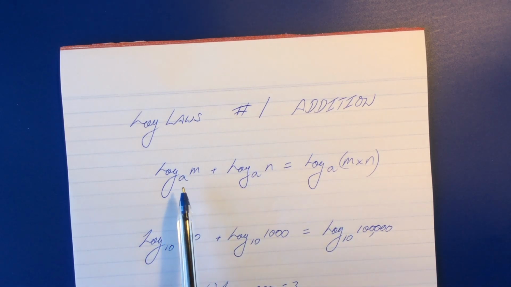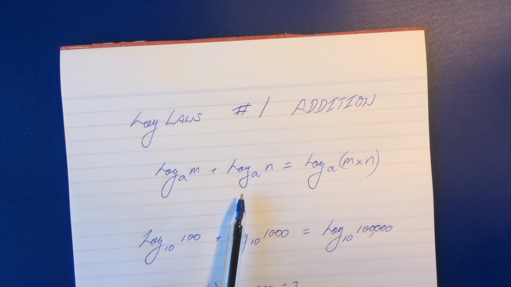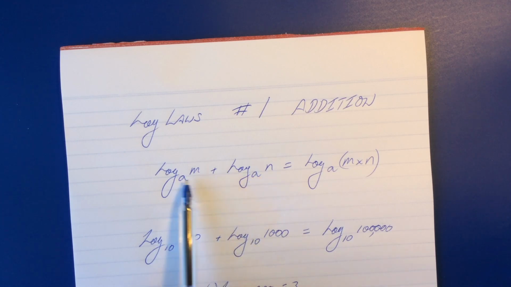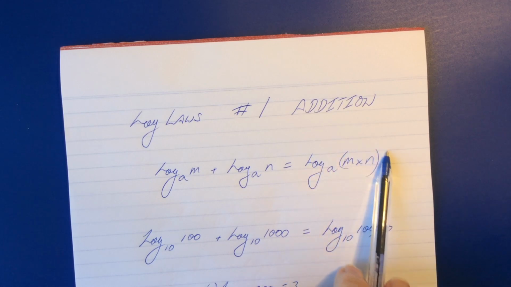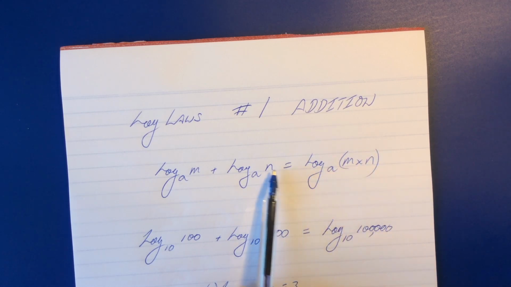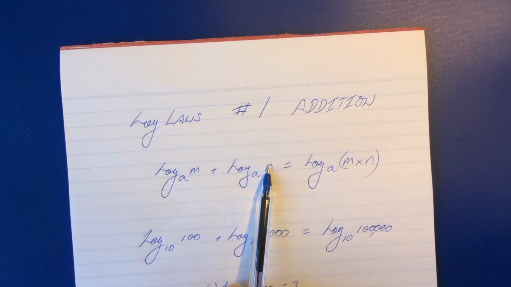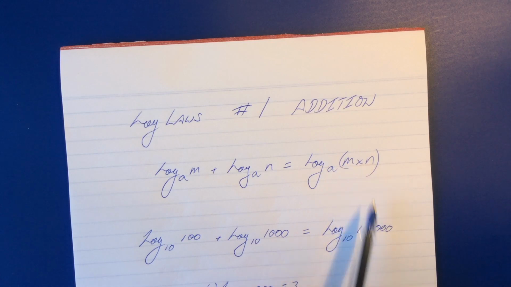But what it says is that if you are adding two log expressions and the bases happen to be the same, that's the key thing, the bases must be the same, that's equivalent of combining the expression like this. Same base, but we multiply this number and this number, or this pronumeral and this pronumeral. So this can be written like this.